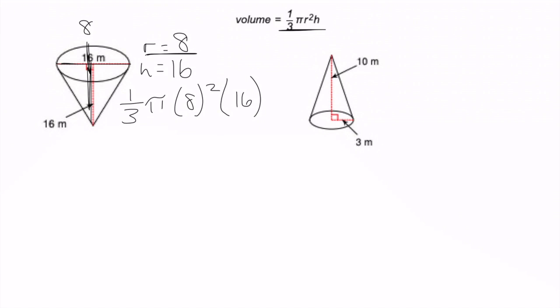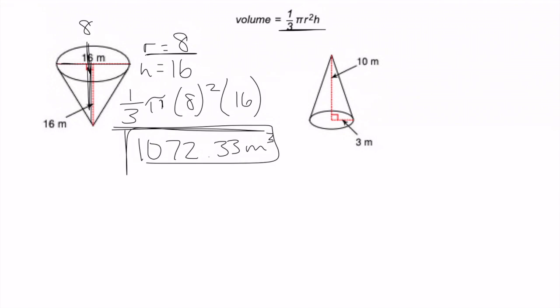And now what we can do is plug this into our calculator exactly as it is written right here. When we plug that into our calculator, we will get 1,072.33 meters cubed.